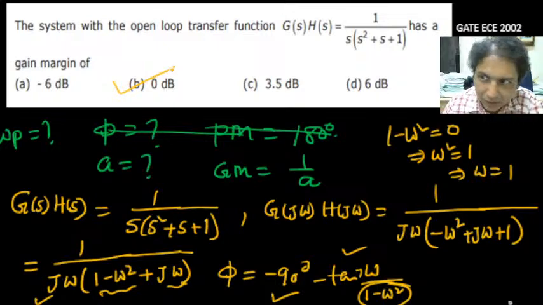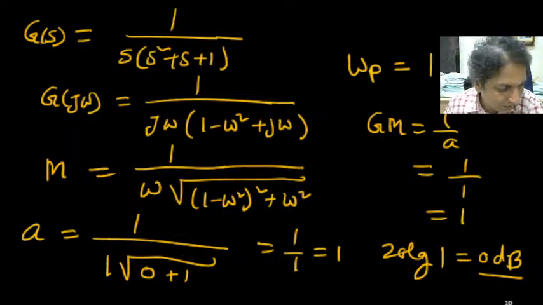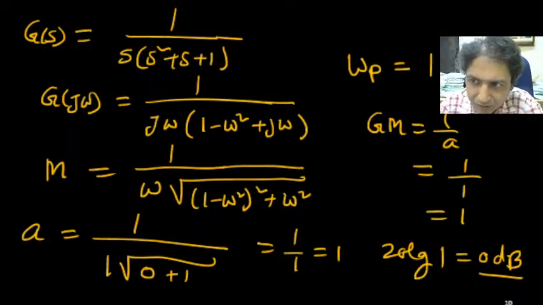Yes, gain margin is 20 log of gain margin 1 upon A. Exactly. That is fine. Joy, what is your question? I am not getting you. The 20 log of 1 upon A. It's fine. It is 1 upon A, not only A. Don't consider A. It is gain margin. So gain margin is 1 upon A. That's how it will be 20 log of 1 upon A.